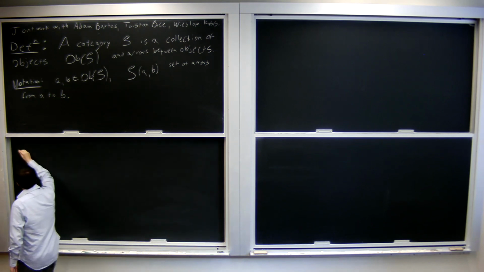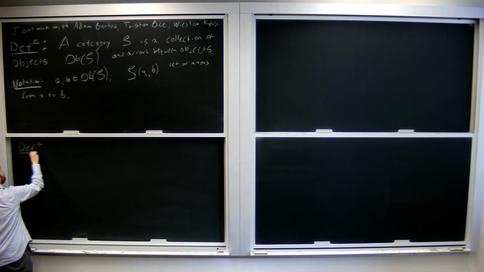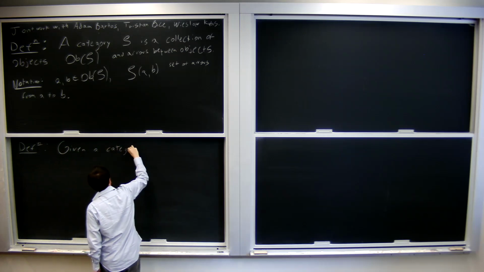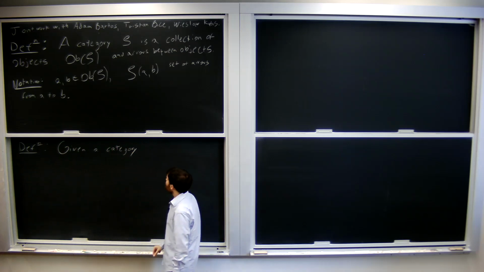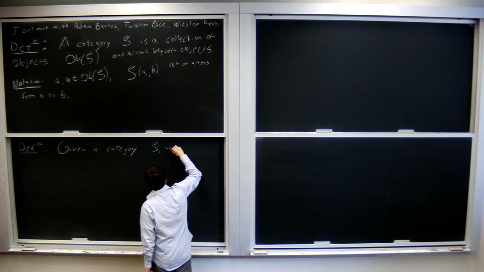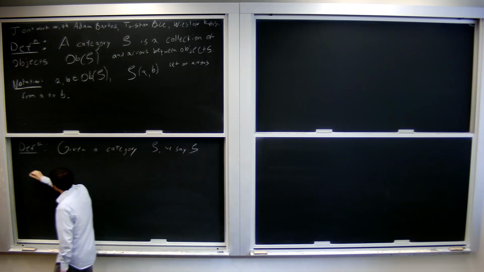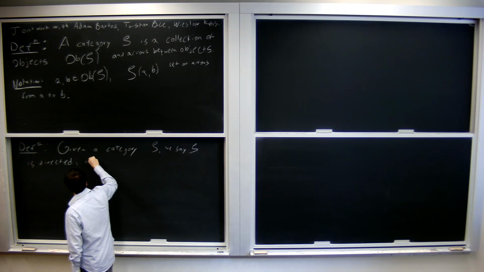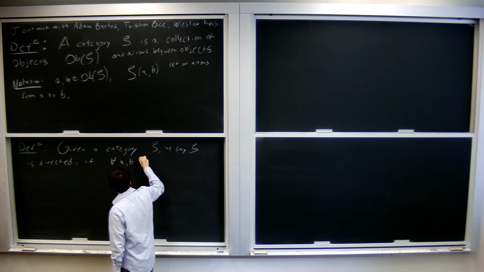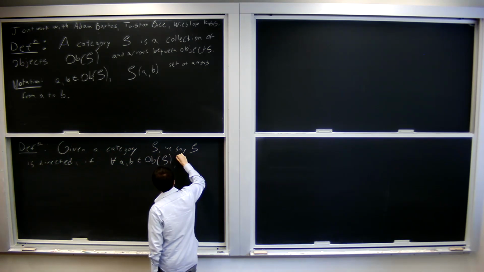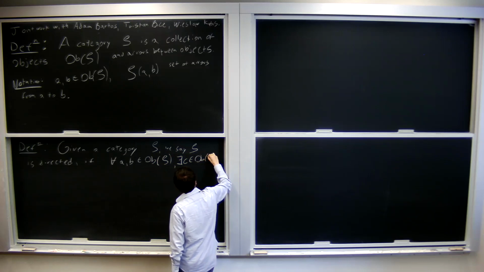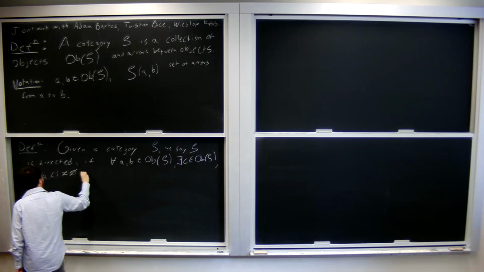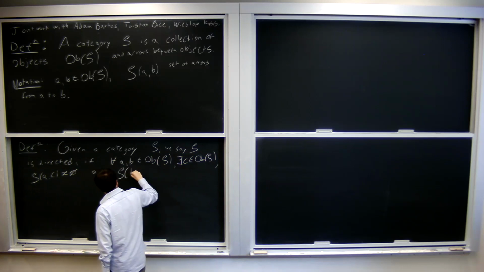So I guess the next definition is going to be that of directedness. Given a category S. This is sometimes called joint embedding in the case where we were working with finite substructures. So given a category S, we say S is directed if for all pairs of objects A and B, I can find some object C such that A goes into C and B goes into C.